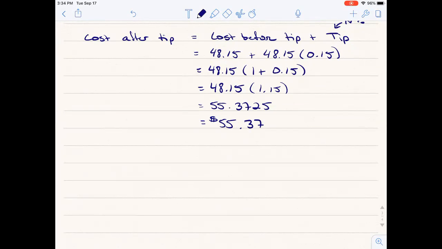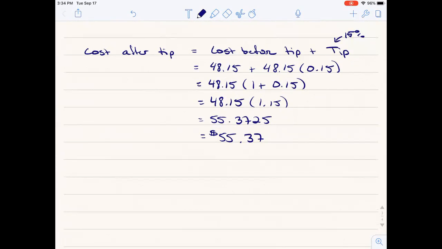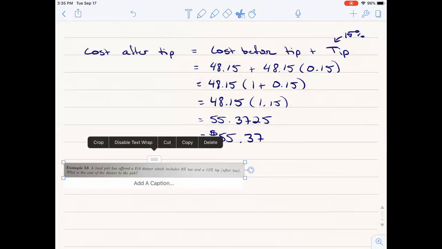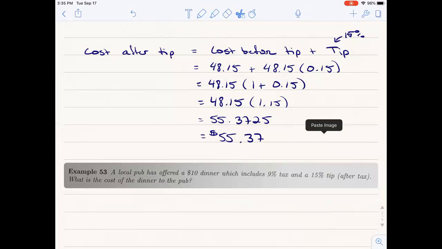Any questions about that one? Let's do a similar one, but it's kind of in reverse, I guess. I find it a little bit trickier, but it is the same idea.